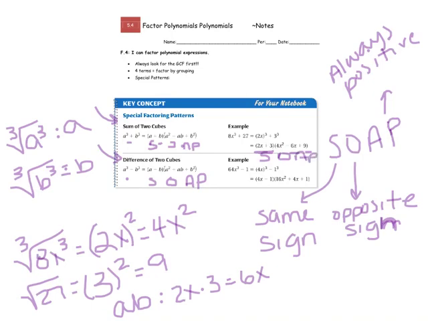All right, you could do the same thing with the 64x cubed minus 1. The cube root of 64x cubed is 4x. Same sign is minus. Cube root of 1 is just 1. 4x squared gives us 16x squared. Then multiply the 2 together. 4x times 1 is 4x, and 1 squared is 1. And again, we're going to use SOAP. All right, so let's go ahead and take a look at these examples.